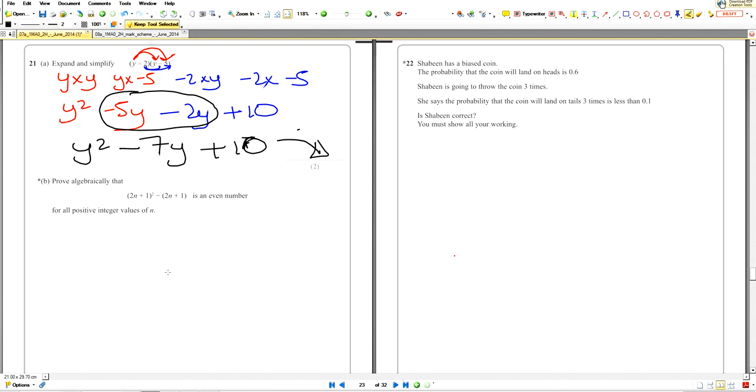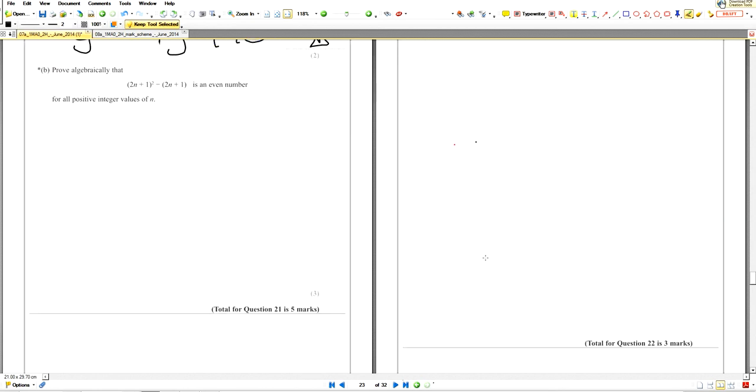Okay, prove algebraically that (2n plus 1) squared minus (2n plus 1) is an even number for all positive values of n. Right, now, what does that square there mean? That is squared. That means write the bracket out twice, which means times by itself.